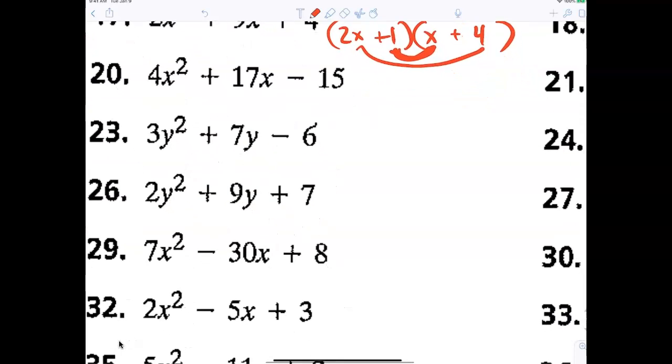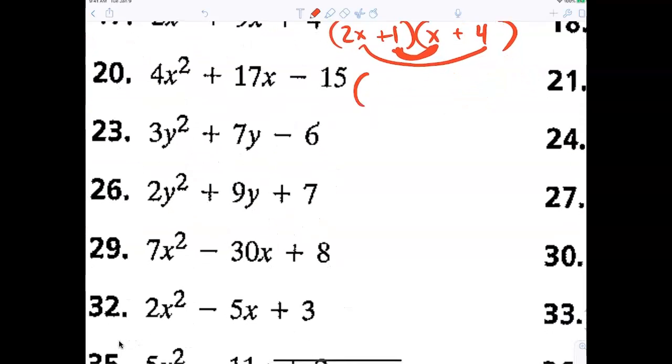All right, so here we go. How am I going to handle 4x squared? I always say start with the middle factors. So we're going to start with the middle factors. Instead of 4x and x, we're going to go 2x and 2x. Now, I'm not saying I'm right. I'm just simply saying from experience, generally it's the middle ones. All right, so here we go. 2x and 2x.